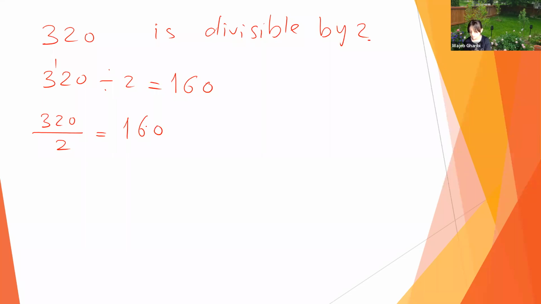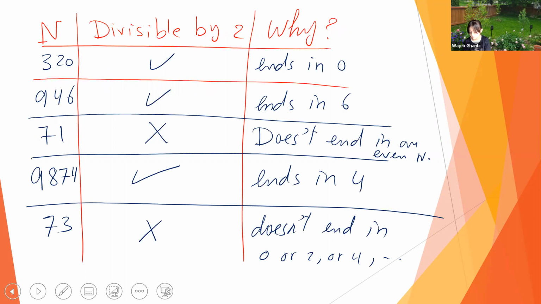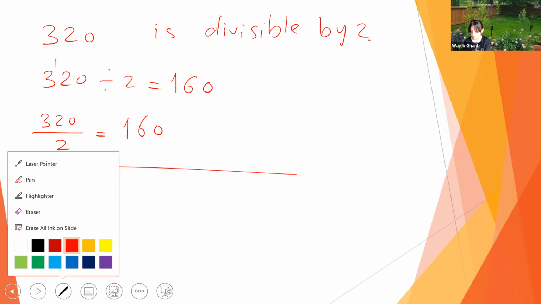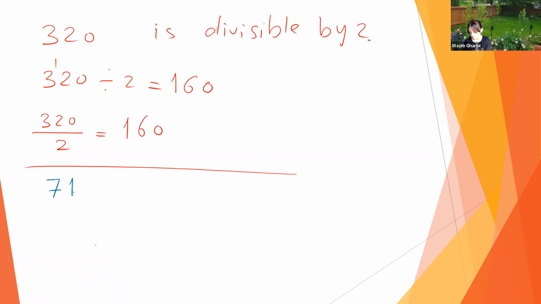Another number, let us go for 71, for example. Is 71 divisible by 2? No, it is not divisible by 2. Why? Because it doesn't end in an even number. It does not end in 0, 2, 4, 6, and so on.